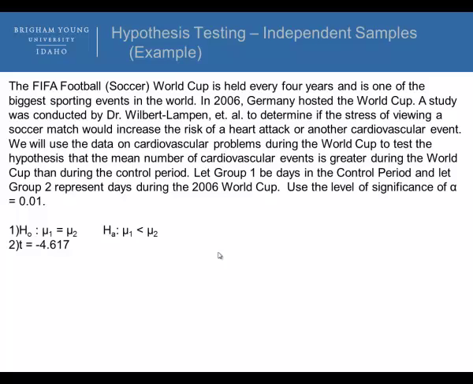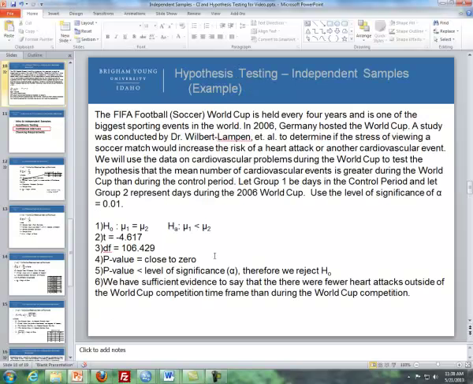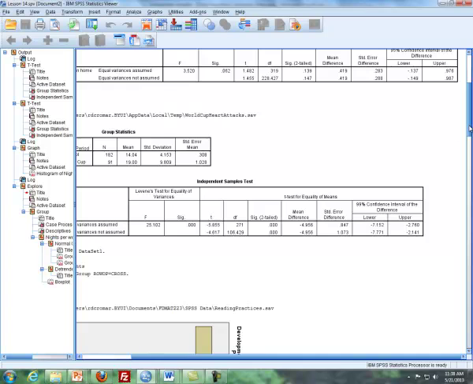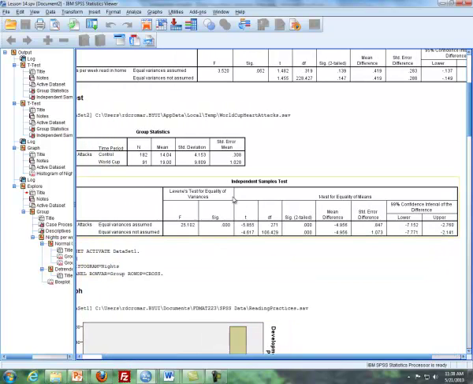So steps 2 through 4 are our test statistic, degrees of freedom, and our p-value. Where I get those results, I'm going to go to my SPSS output and grab them here. With this table, we'll use the equal variances not assumed, the bottom row, since it's always right. We're going to get a test statistic here, degrees of freedom here, and a p-value.